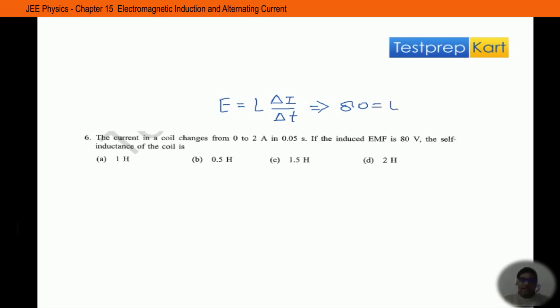We have to calculate L. Delta I is current is changing from 0 to 2, so it is 2 ampere, 2 minus 0, and time is 0.5. So L is equals to, we need to divide by 2, so 40 multiplied by 0.05. Okay, so it is 2. So the inductance of coil is 2 Henry in this case.